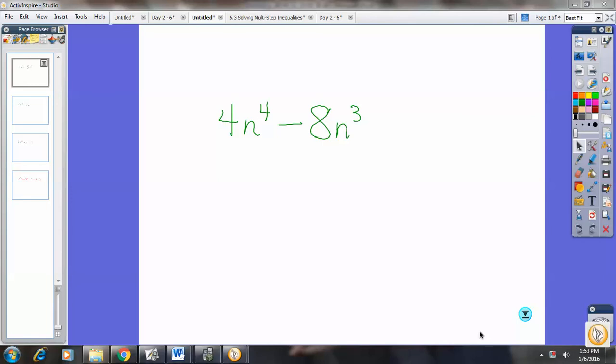This problem that's on the board. What factoring method might you use? Here, greatest common factor. What do we have in common in both terms? 4n cubed. 4n to the third, cubed. 4n cubed.